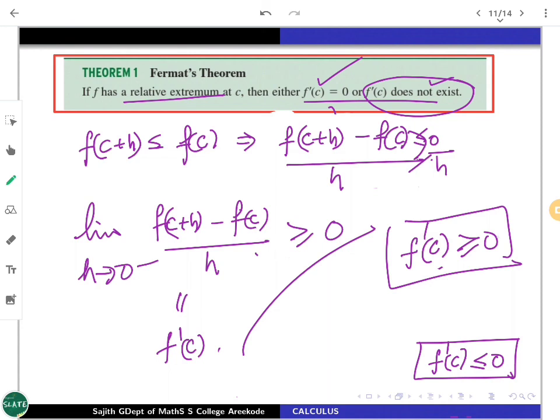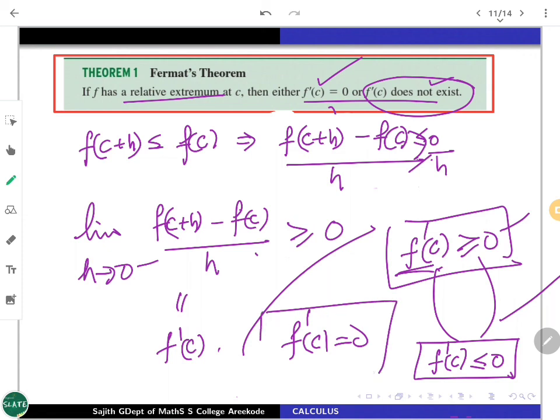So these two conditions, f dash at c is less than or equal to 0 and f dash at c is greater than or equal to 0, must hold simultaneously. It means nothing other than that f dash at c must be 0. And hence the proof. So Fermat's theorem is proved. There is no speciality with the relative maximum. Instead of maximum, you can do minimum also in an analogous manner.